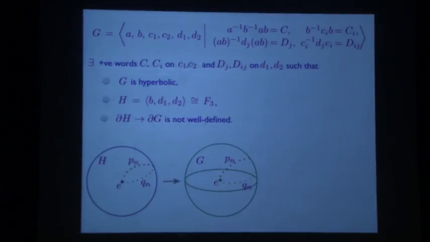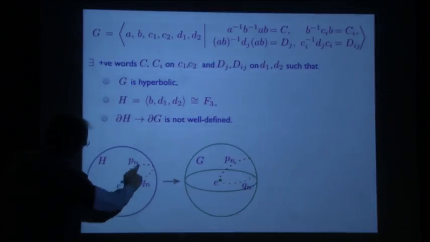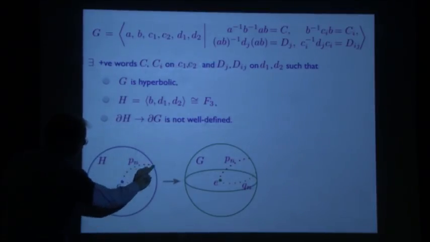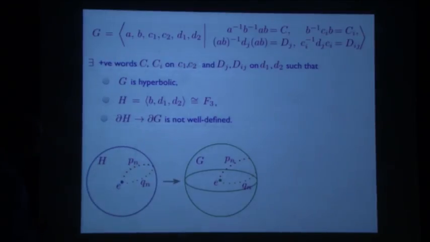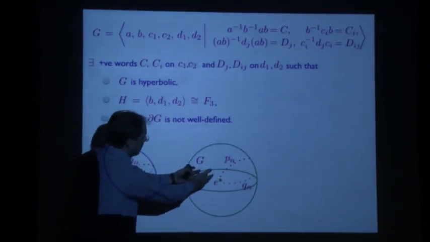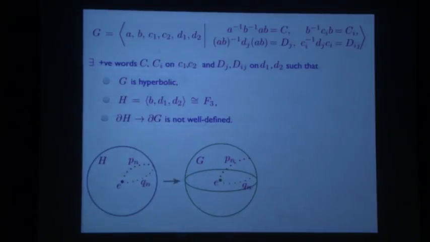What's the idea? Well, we find a pair of sequences in H. Here's H, here's the base point. They tend to the same point in the boundary, but the idea is that they're going to limit to different points in the boundary of G.